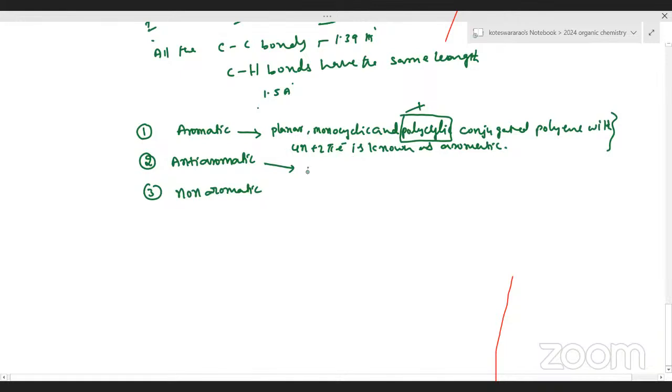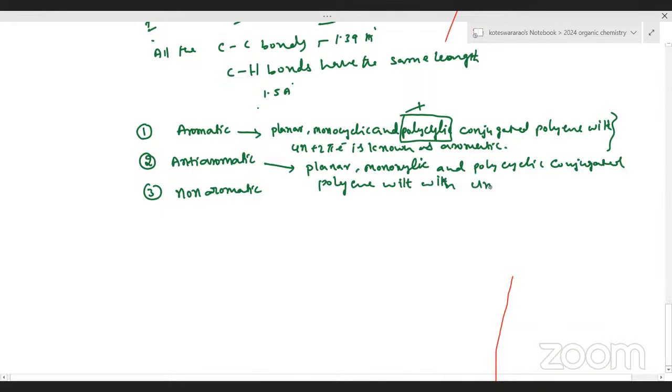Now here, anti-aromatic: a planar, monocyclic and polycyclic conjugated polyene with just 4n pi electrons is known as anti-aromatic. Sorry, I said aromatic, it is known as anti-aromatic. This is a simple definition.